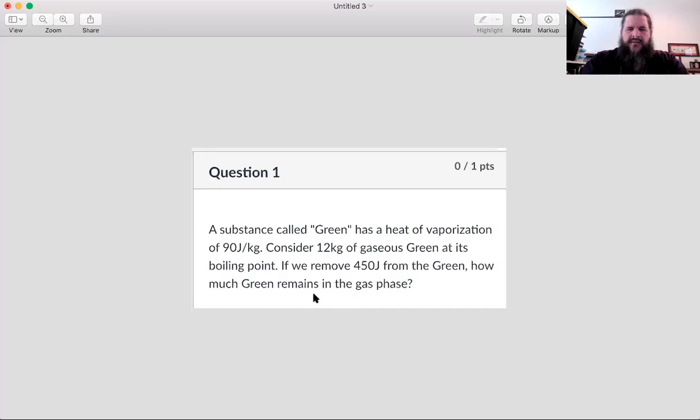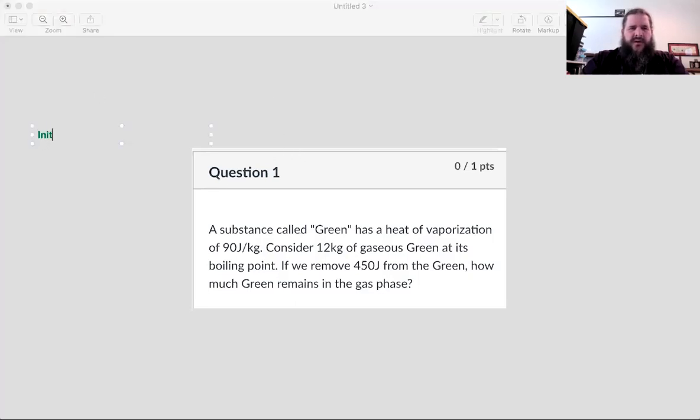And going back through that, knowing that we want to find out how much is still gas, we know we start with 12 kilograms of gas and we are removing some energy. So let's look at this in terms of initial and final. In the initial situation, we have 12 kilograms of green in gas form, and it says it's at the boiling point. And it might help to think about this in terms of the three-phase model, given that we're adding or removing some energy.